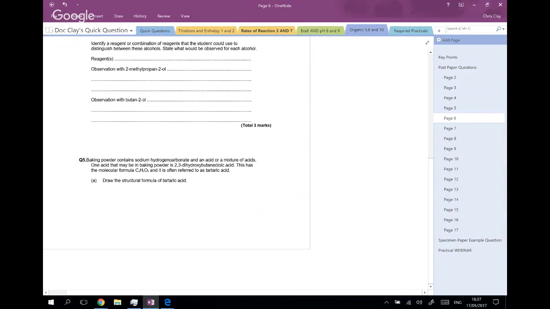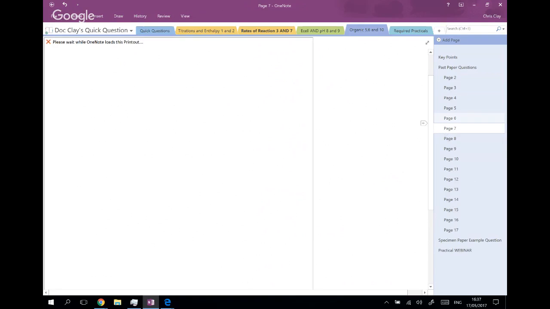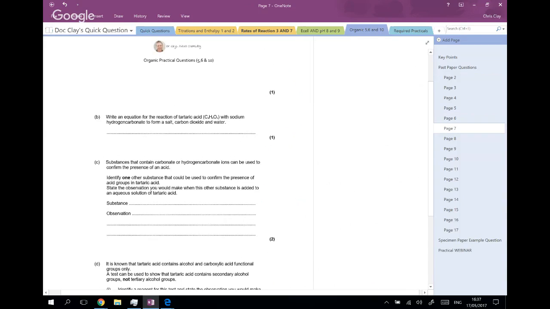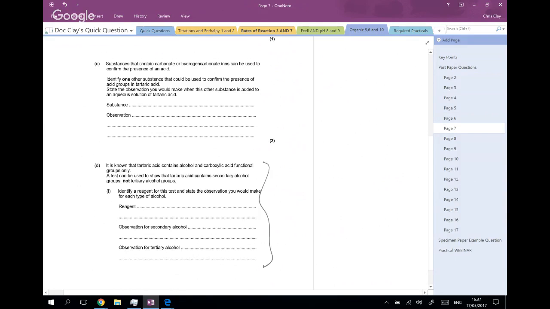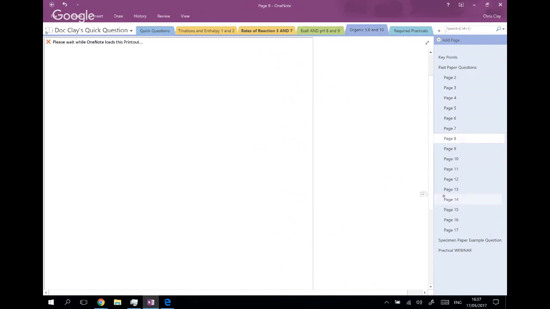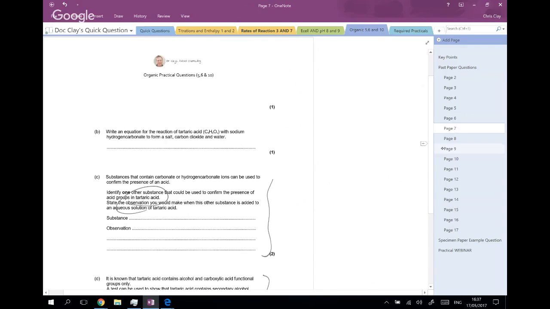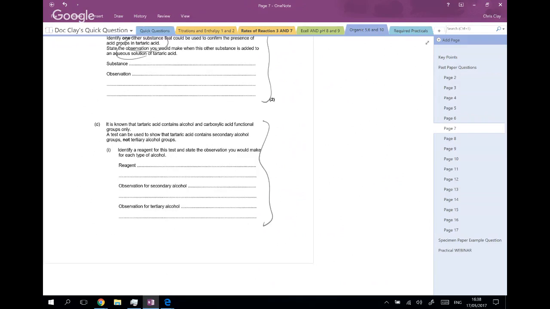So draw the structure of tartaric acid. There's a question on your chemistry knowledge. Again, here we go, testing our understanding of observations. And again here, tartaric acid, a test tube reaction, thinking about our carbonate reactions. Suggest why the test cannot distinguish between primary and secondary alcohols. Presumably that's something to do with them both turning acidified potassium dichromate green.